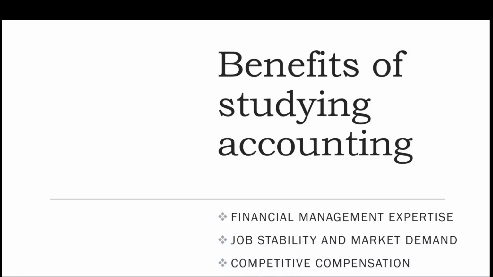Job stability and market demand. There's still demand for accountants, because whenever someone decides to open their own company or enterprise, they will need an accountant. An accountant is needed all the time, everywhere, whether in big corporates, medium-sized firms, smaller partnerships or close corporations. So it puts them in high demand.